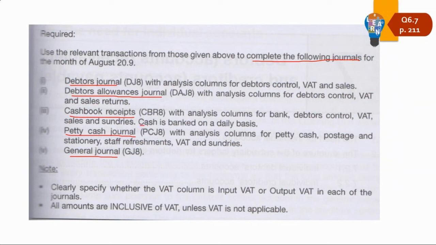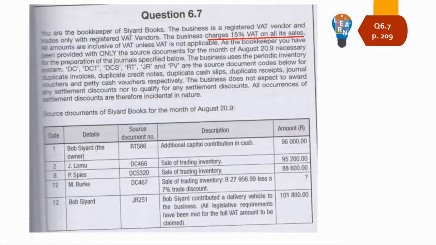And in the cash book receipts, cash is banked on a daily basis. So that means every day we bank the cash. So our analysis of receipts and bank should be the same unless it is deposited directly into the bank account. And then they tell you to clearly specify whether the VAT column is input VAT or output VAT. Okay, so we have to say if it's input or output VAT, and then all amounts are inclusive of VAT unless otherwise stated. Okay, so let's just go back to the question.